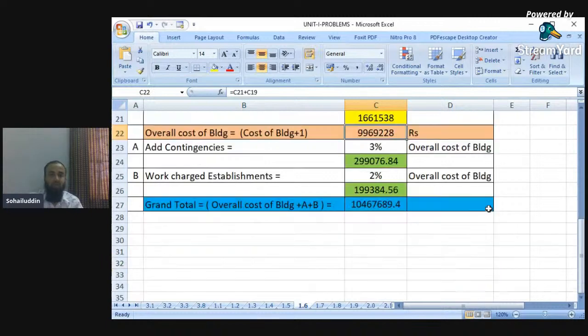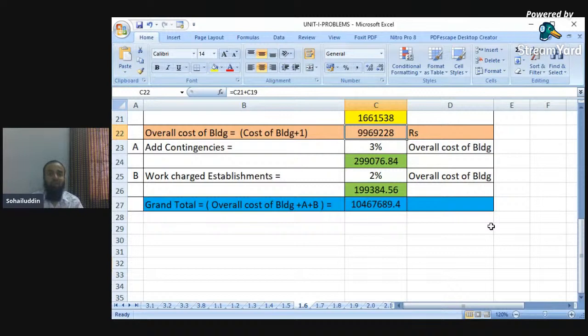Next, 3% is reserved for contingencies. So 3% of the overall cost of building, 9 crores 96 lakhs 9,228, comes to about 2 crores 99,000, or 29,9076.84. Again, for work charge establishment, 2% has been reserved. In such way, the grand total cost of the school building for a capacity of 300 students is 10467689, that is near about 10 crores 46 lakhs 7,689.